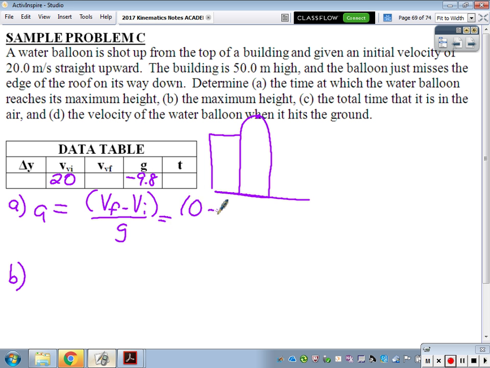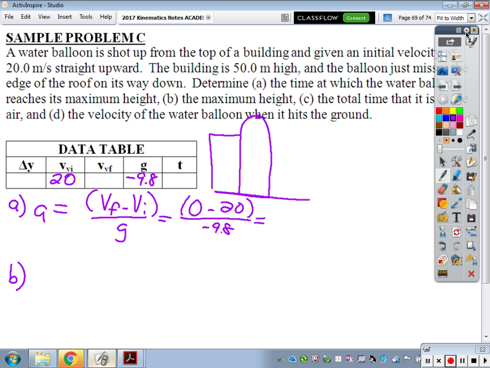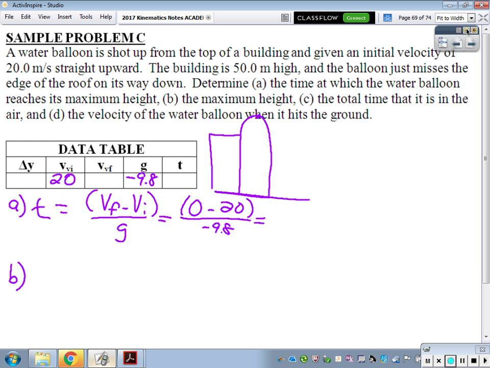Okay, 0 minus our initial velocity of 20 all over negative 9.8. Okay, and Emily, when we go ahead and we calculate that, we get a, oh, I'm sorry, I put the wrong letter out in front. Let me correct that. Solving for time. Okay, when we get that time, what do we get?